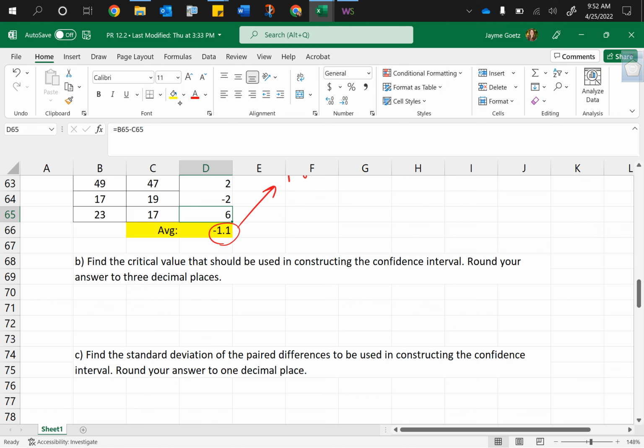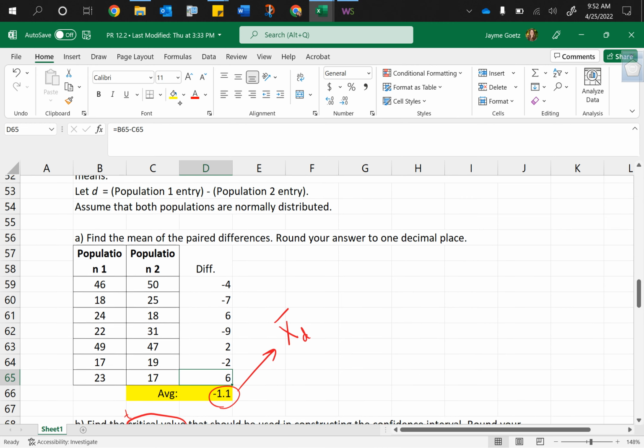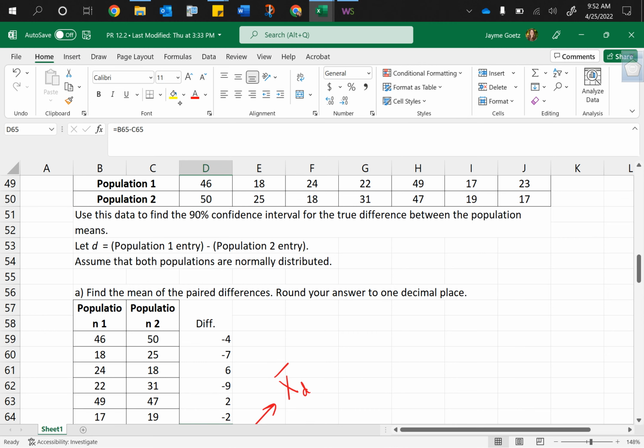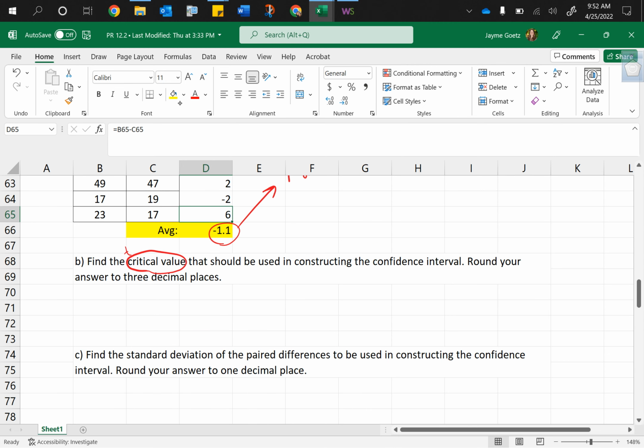Part B says find the critical value that should be used in constructing the confidence interval. Round your answer to 3 decimal places. Just a reminder, critical value is either a t-value or a z-value. With these problems, we're going to be finding the t-value. To find the critical value, we need a couple of things. First of all, we need to know what confidence interval they want. Did they tell us in this problem at all? 90%, good. Way up here it said 90% confidence interval. So my confidence level is 90% or 0.9.